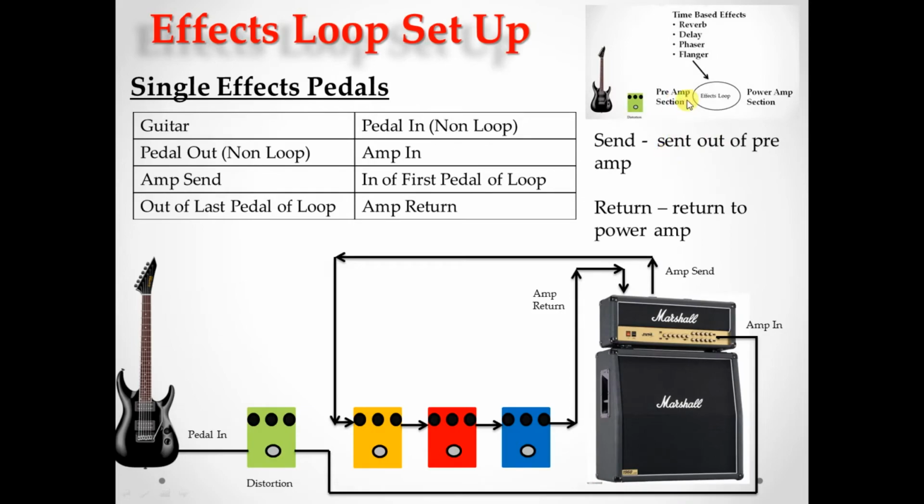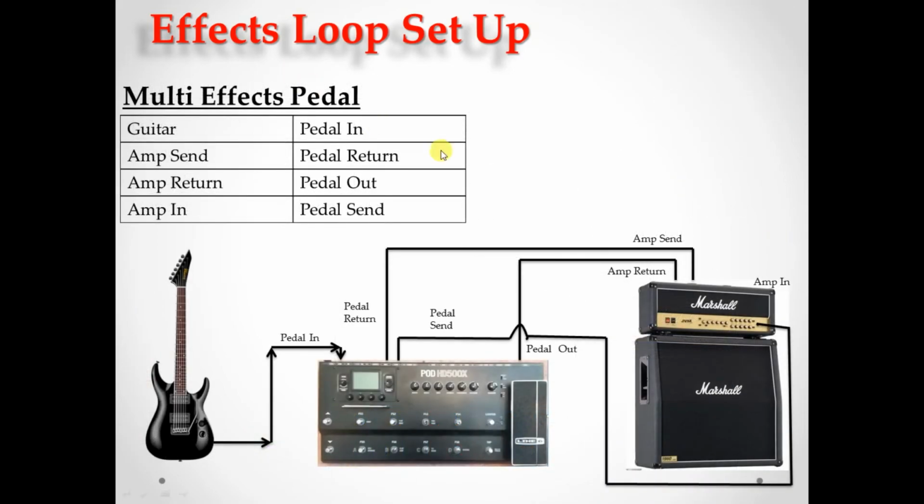Think of the send as being sent out of the preamp, and the return as being returned back into the power amp. So it's sent out from the preamp into the effects loop, and then it returns into the power amp. For a multi-effects pedal, it's slightly different, but it's still not too complicated. The guitar goes to your pedal in, your amp send goes to your pedal return, your amp return goes to pedal out, and your amp in goes to your pedal send. Here's an overview of all of that.